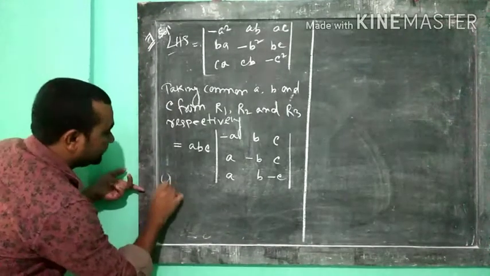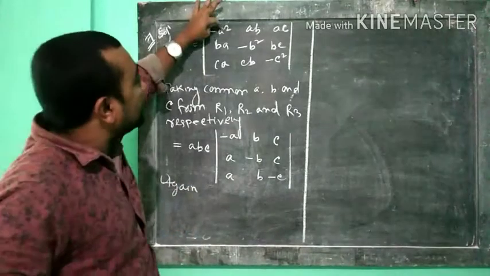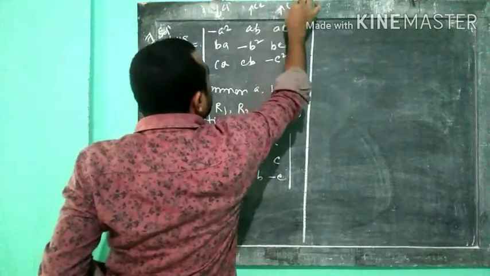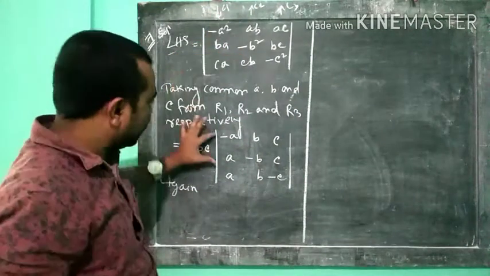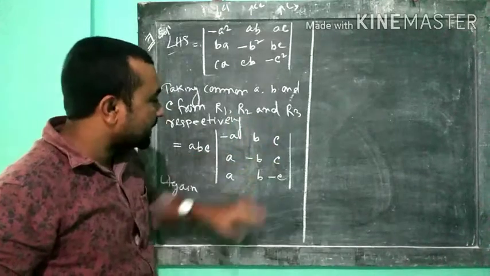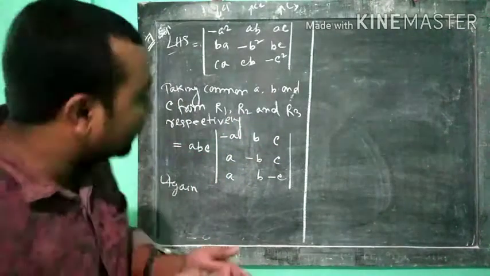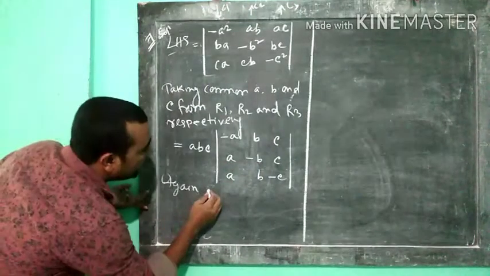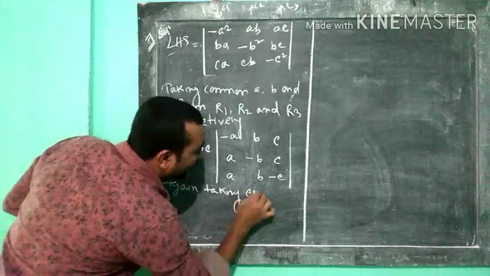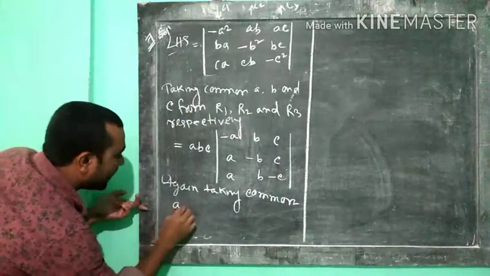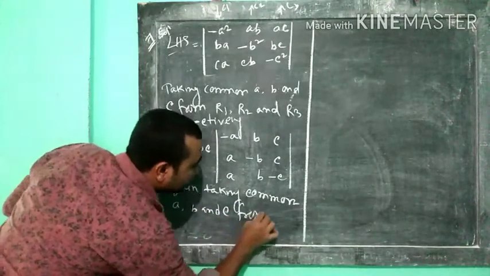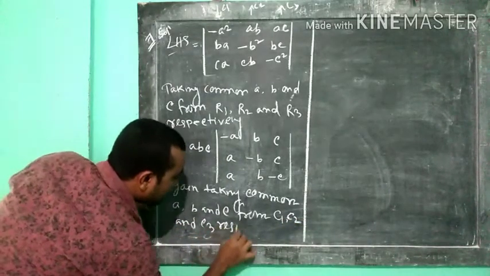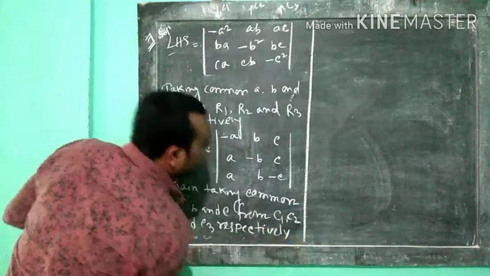Again, we take common factor a from C1, b from C2, and c from C3. Similarly, we take common b. Again we take common a from C1, b from C2, and c from C3. Then again taking common a, b and c from C1, C2 and C3 respectively.